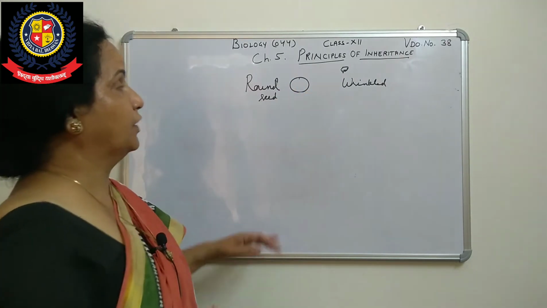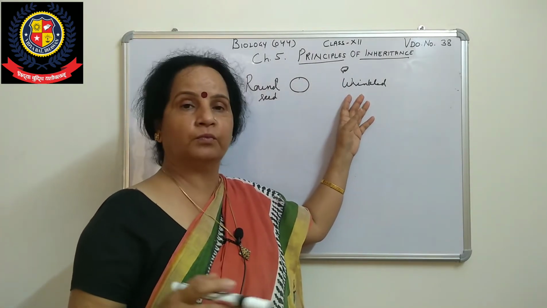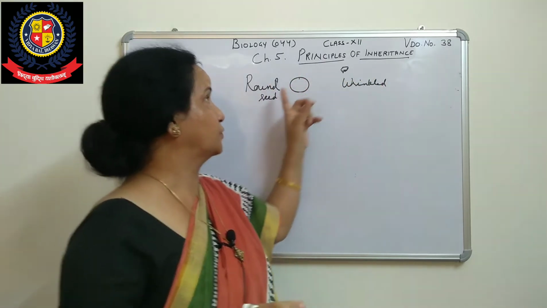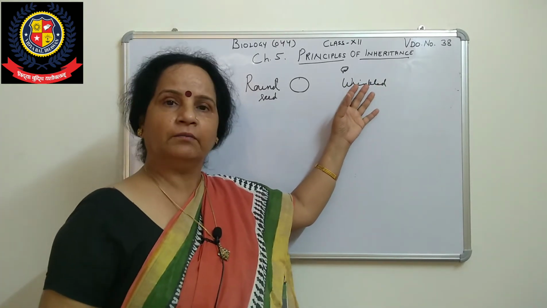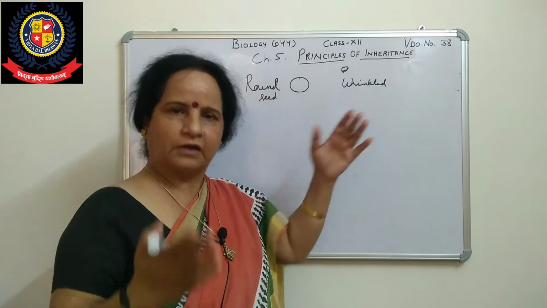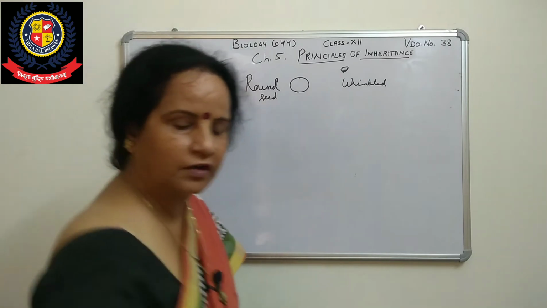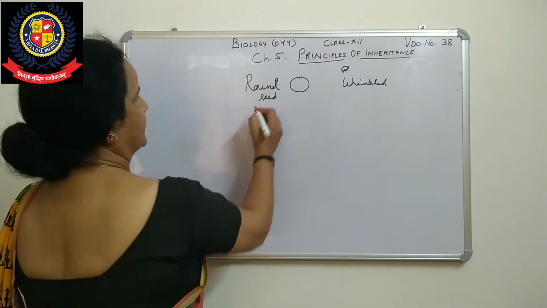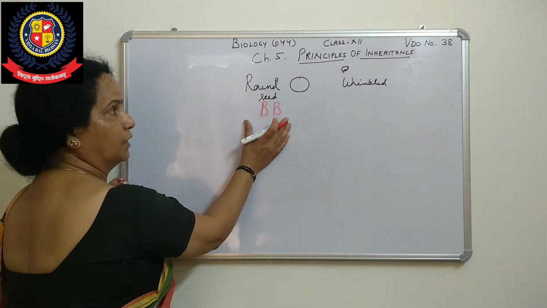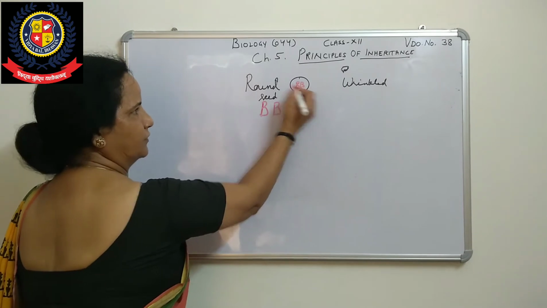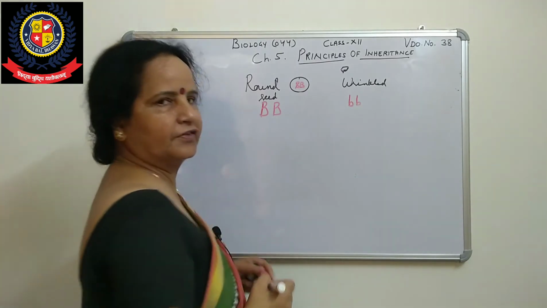Now suppose there is less starch formation inside the seed. In comparison, a very small amount of starch is synthesized, so the seed becomes small and wrinkled, because the amount of starch is less. Suppose we represent round seeds as capital BB, which shows dominant round, with more starch. Here it will be small bb, which we can say is recessive.